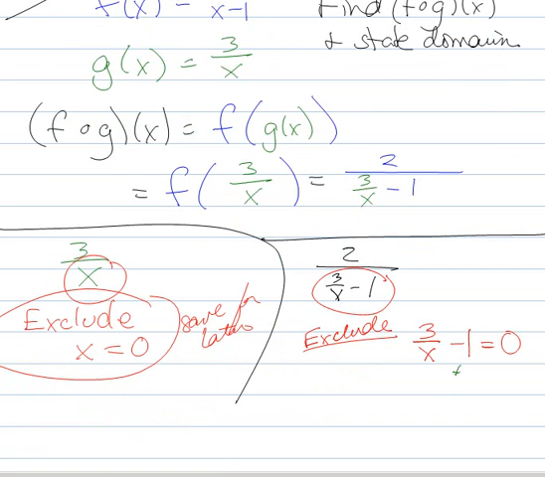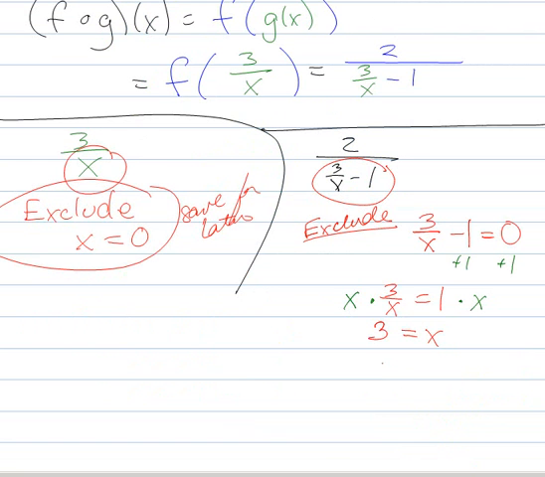Go in here, solve for x, multiply both sides by x, and get 3 equals x, or x equals 3. So I want to exclude x equals 3. So now that I've done all that, now I can go ahead and put my domain together. So I'll go ahead and do that.